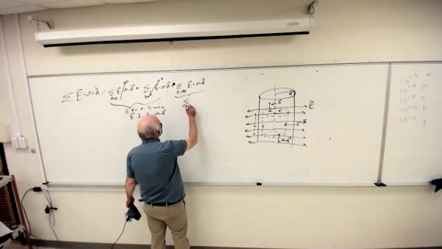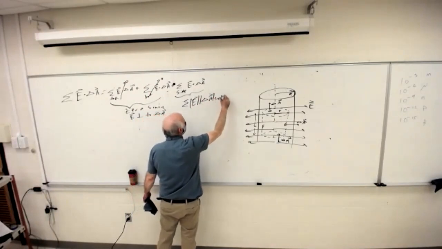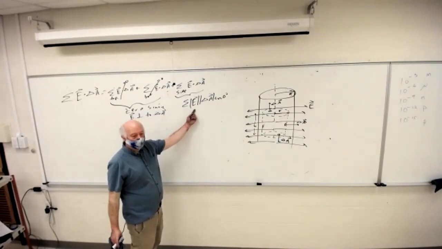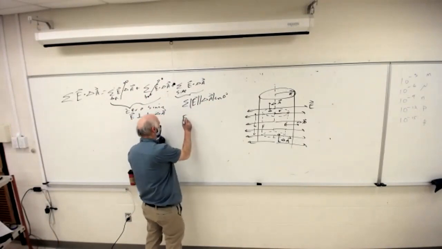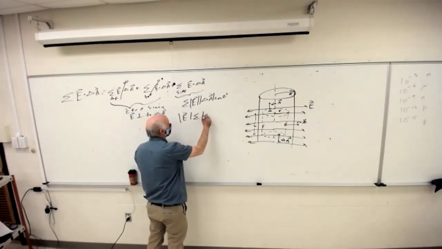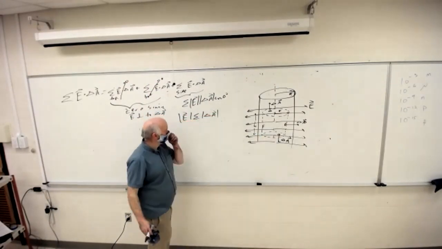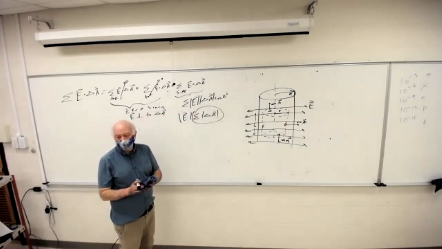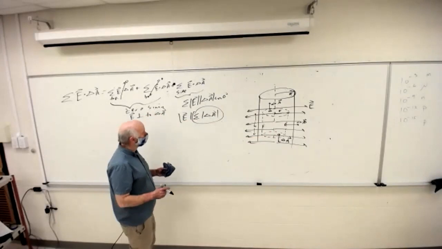This goes to your sum of the magnitude of E, the magnitude of delta A, cosine of zero. What do you do with E? Take it out. Take a little delta A and sum it up on the whole side. This whole thing is again 2 pi r L.